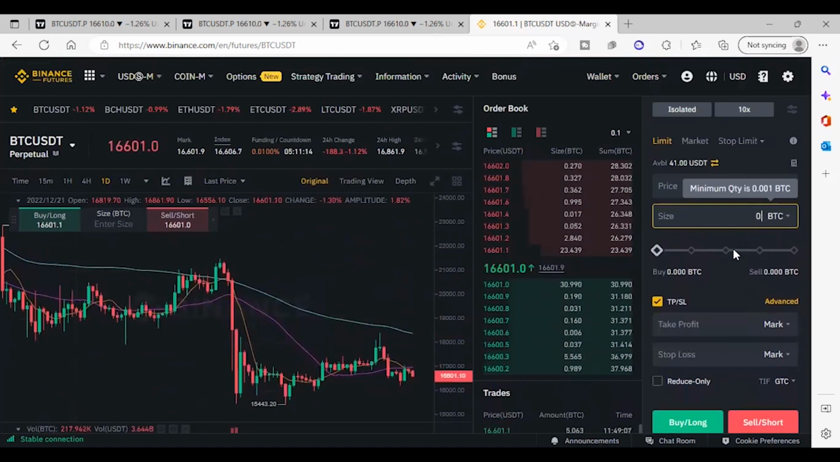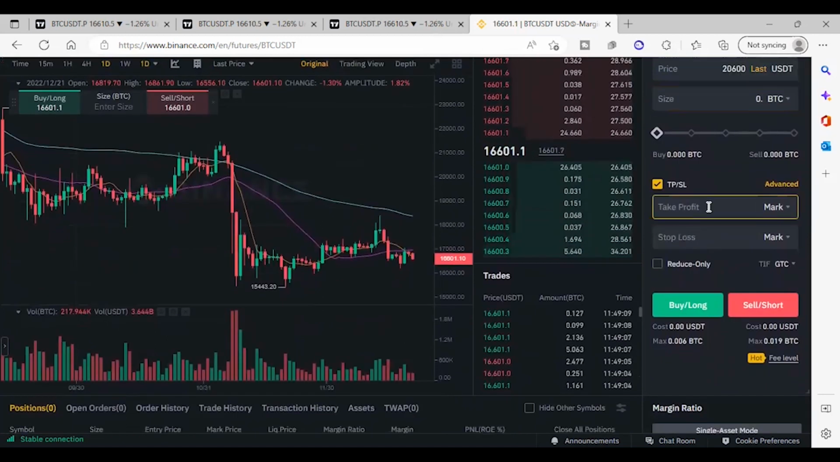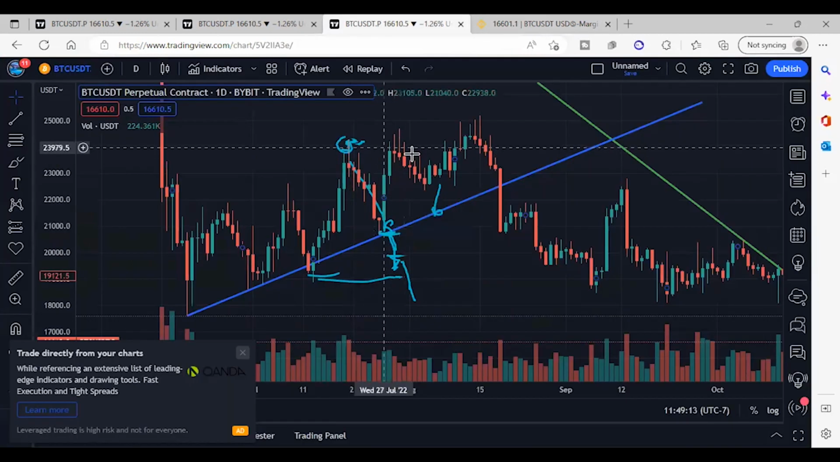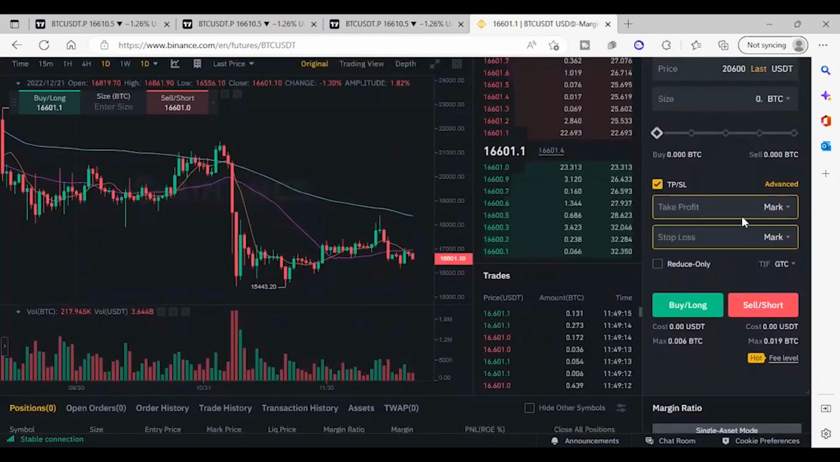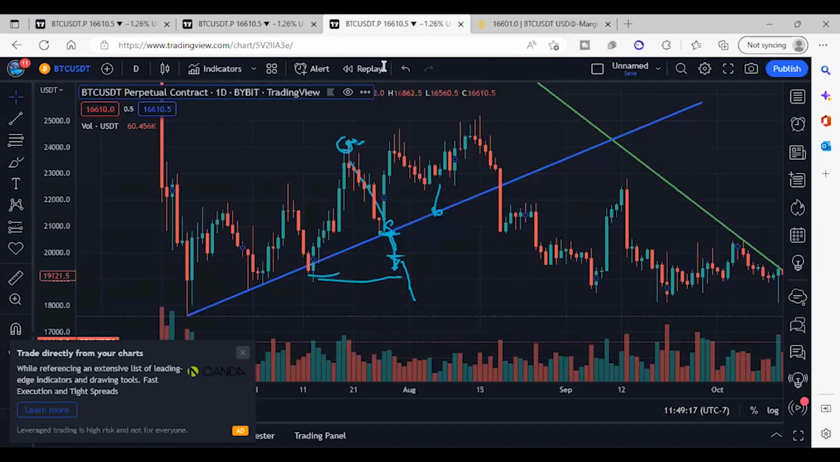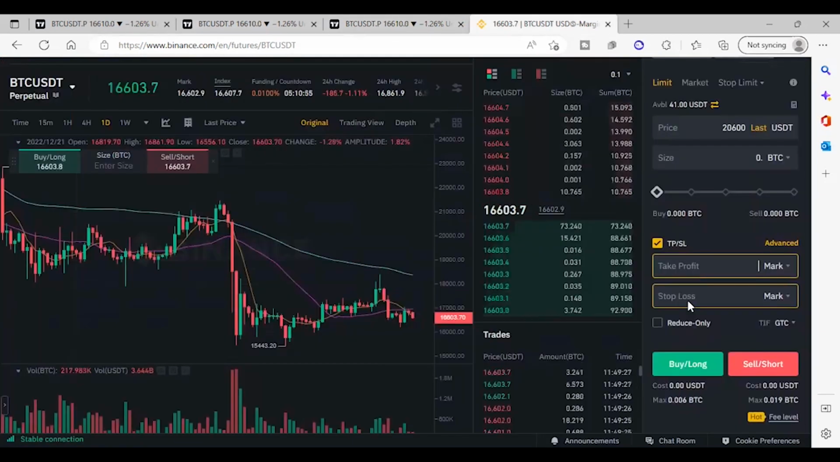So you put the size there, and then you set your take profit. I told you, figure out the number, just have a rough estimate, and you put the number there. So let's say I'm entering at 20,600. I want to get out right here. So this would be around 23,000, rough estimate. So 23,000 is my take profit.